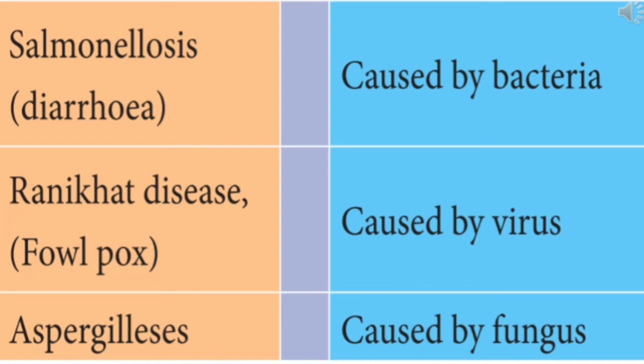The first one is salmonellosis. It is caused by bacteria. The symptom of salmonellosis is diarrhea. The second one is Ranikhet disease, also known as fowl pox. The causative organism of this disease is virus. The symptoms of Ranikhet disease are twisting of the neck and paralysis of wings and legs, diarrhea and respiratory distress. The next one is aspergillosis. The causative organism is fungus. The symptoms are respiratory difficulties and weight loss.